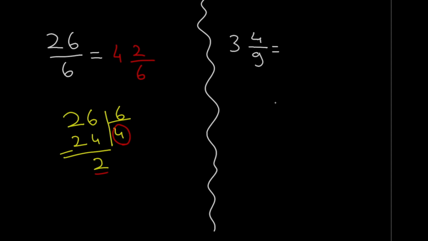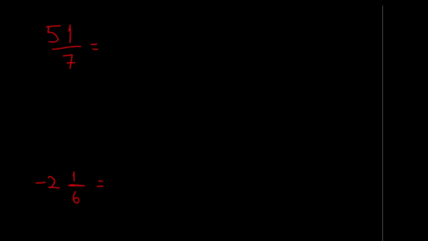Okay, now let's do the opposite, turning a mixed number into an improper fraction. To do that, we're basically just going to multiply these and add these. So we're multiplying 3 times 9 plus, we're going to add the numerator 4, and the denominator is going to be the same. So 3 times 9 is 27, plus 4 is 31 over 9. That's the answer.